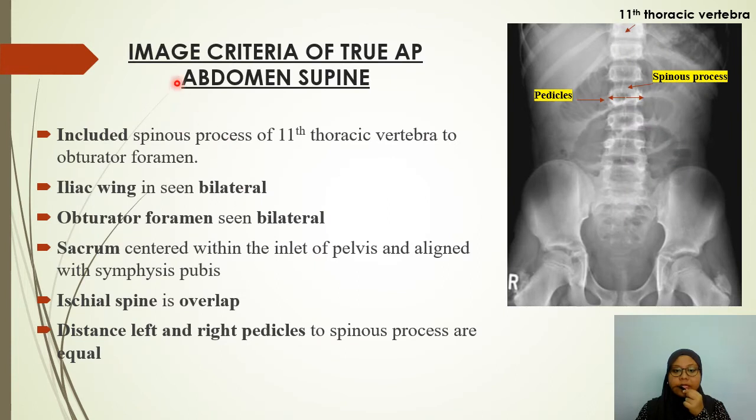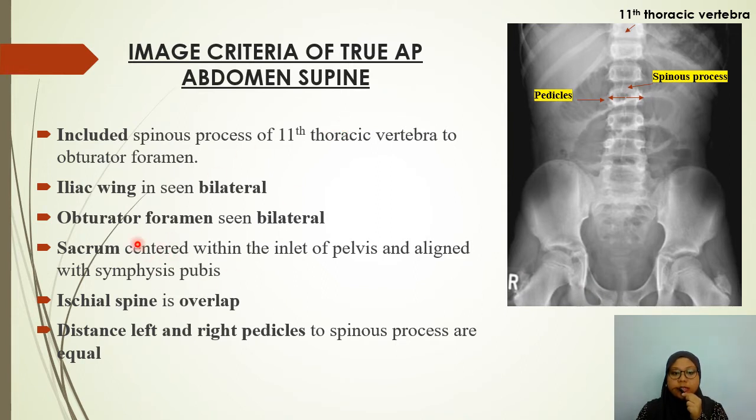Next, for the image criteria of a true AP abdomen supine, the criteria are almost the same as the pelvic radiograph, which are the iliac wing, obturator foramen, sacrum, ischial spine, the distance of left and right pedicles to the spinous process. For abdomen, there is one difference that differentiates it from the pelvis: the radiograph must show the abdomen, not the pelvis. So the structures that must be included are the spinous process of the 11th thoracic vertebra until the obturator foramen. Okay, true AP.